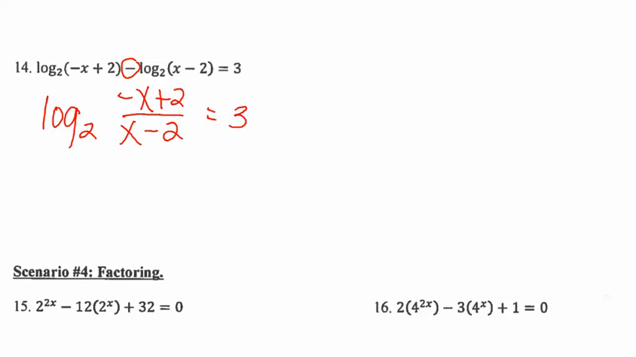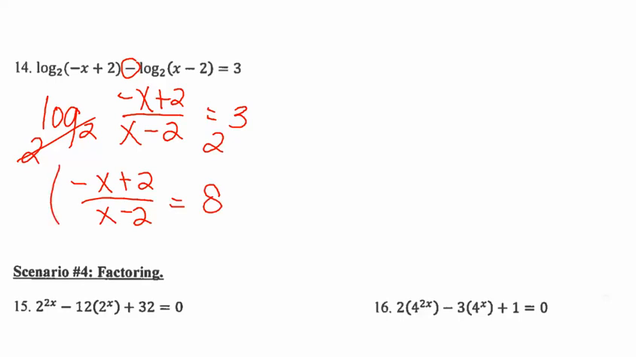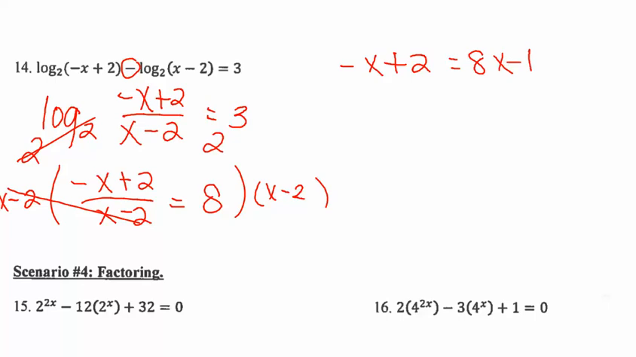So now, because I only have one log, I can get rid of it by doing the inverse, where I take it and create an exponent. So 2 to the power of log base 2 cancels out, so it's negative x plus 2 over x minus 2. And 2 to the third power equals 8. So now I'm just going to solve. I'm going to multiply both sides by x minus 2. So those cancel out. I'm left with negative x plus 2 equals 8x minus 16 if I just distribute in my head. So now I have 9x equals 18, so x equals 2.